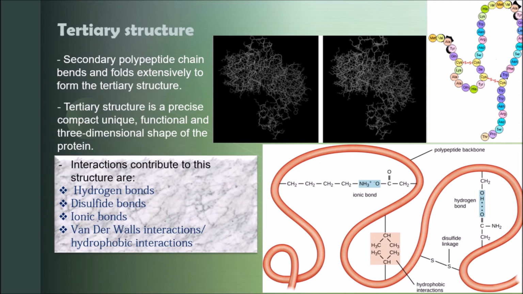Generally, R groups with opposite charges form ionic bonds. Disulfide bonds are covalent bonds formed between sulfur-containing side chains. Hydrogen bonds are formed between polar R groups. Hydrophobic nonpolar side groups can form van der Waals interactions. Examples for tertiary structure are most of the enzymes, myoglobin and albumin.